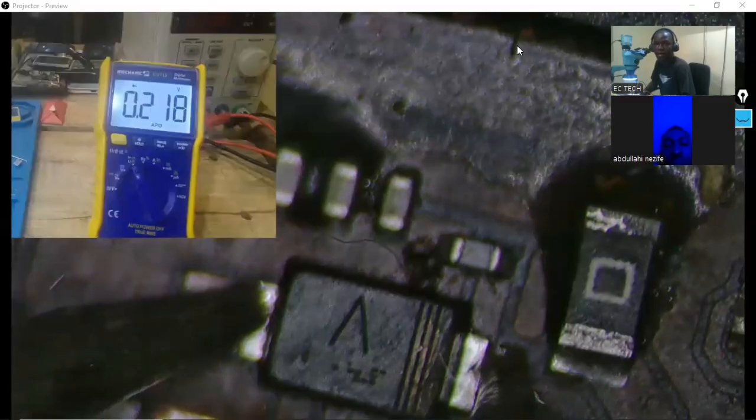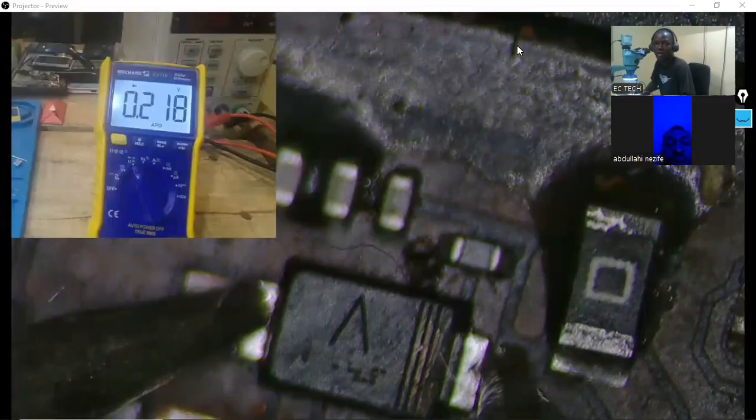So we can see a diode value. So that's 0.2, or that's 218 diode value. Because the multimeter is a 4 digit multimeter, so I'm going to consider the after point reading. Okay. So that's 218 diode value.